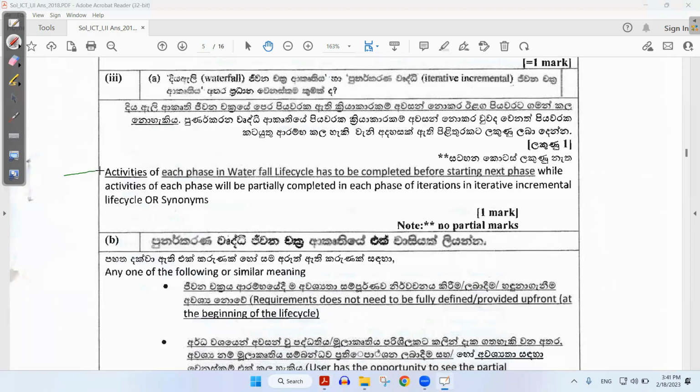Right, so this idea should be in your answer. Some particular meaning comes with this, right? And in part B, they are asking for one advantage of the iterative incremental model. Right, so that can be written like this.